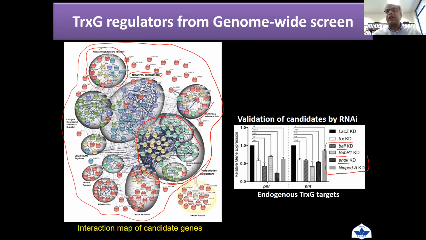we compared their effect with knockdown of trithorax on endogenous targets. Here we are not using PRE luciferase anymore. PNT and PNR are endogenous targets of Polycomb trithorax. If you pay attention here, the LacZ double-stranded RNA control has no effect on PNT, PNR expression. Knocking down trithorax reduces expression of PNR, PNT. And our candidates, Belchan, Babar1, etc., also behave like trithorax group genes.